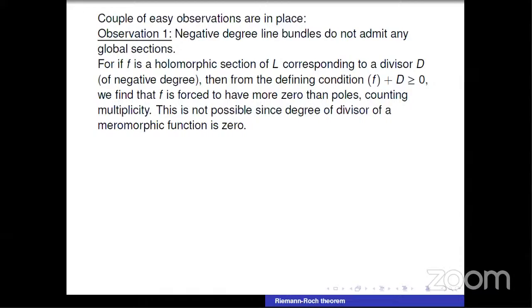For example, just to pick a small example, take the divisor D equal to minus P. Fix any point P and take the divisor minus P. Then what will be the global sections? They will be exactly all meromorphic functions on X which have a zero of order at least 1 at P. But it's not allowed to have any poles. But such a meromorphic function, which will have a zero but no pole, does not exist. So there are no holomorphic sections of the line bundle corresponding to the divisor D equal to minus P. And what I said about this divisor holds more generally for any divisor of negative degree.